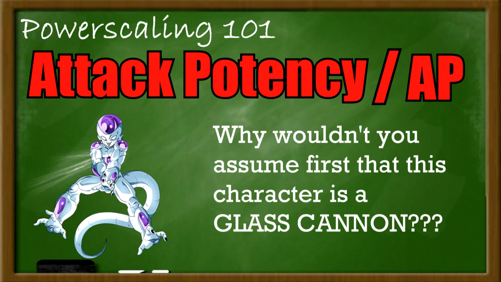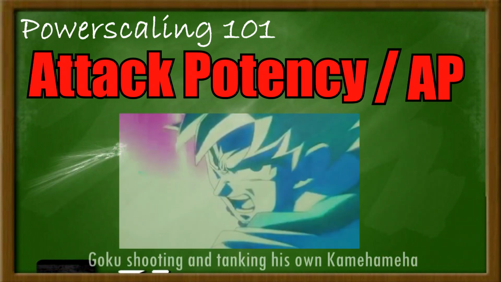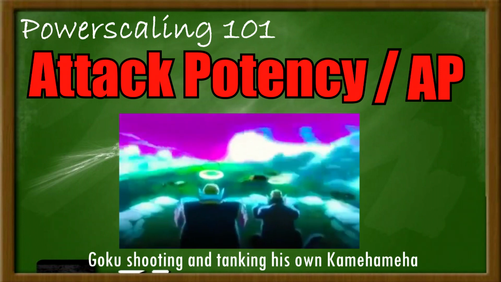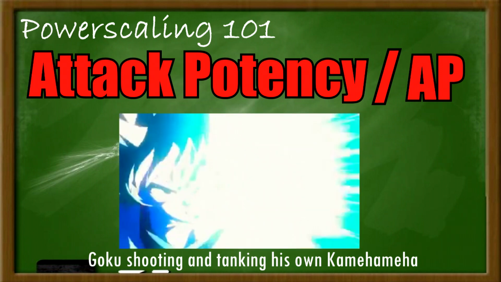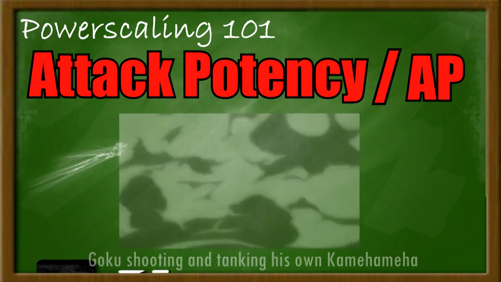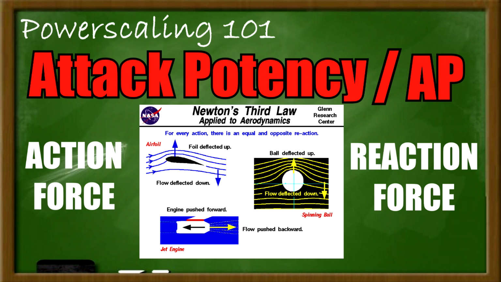But you may be asking, why wouldn't you assume first that this character is simply a glass cannon because he was only stated to be capable of destroying a planet? Unless specified otherwise, this should never be your first assumption, because it's way more logical to believe that if the character wouldn't be able to withstand the force at least comparable to their own attacks, their body would immediately break apart from the automatic counterforce whenever they try to exert themselves. Essentially, you would always assume first that a character should be able to tank whatever they could dish out, which comes from Newton's third law of motion that for every action there is an equal and opposite reaction, as the two forces, action force and reaction force, are always paired and there is never just one force.